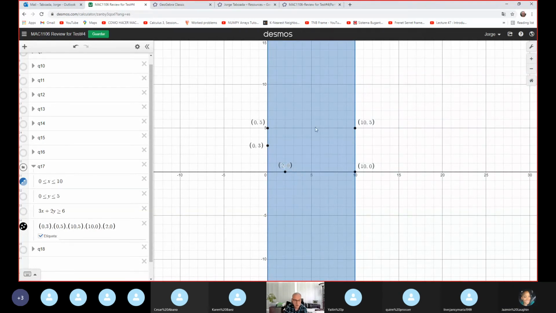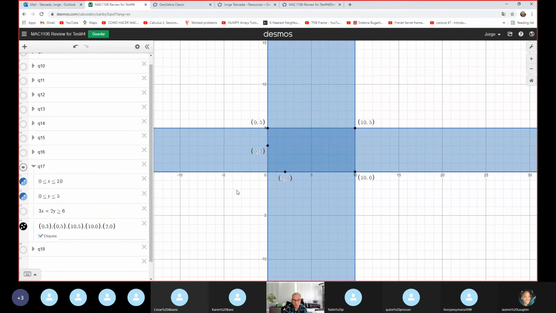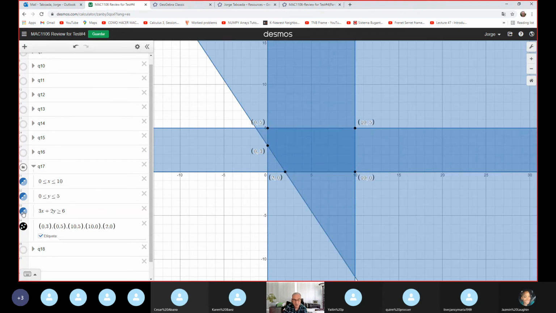The first inequality is x between 0 and 10. It looks like this strip. The second is y between 0 and 5. Boom. It looks like a rectangle. But the third one is this. So my feasible region is the pentagon. Let me see, 1, 2, 3, 4, and 5. The corners of the pentagon are (0,3), (0,5), (10,5), (10,0), and (2,0).